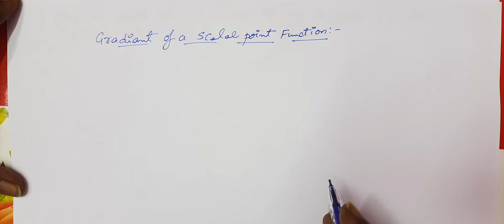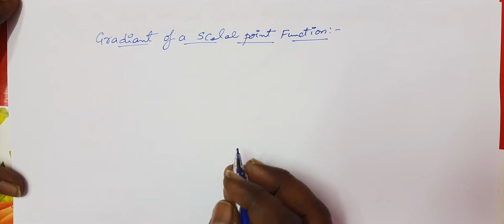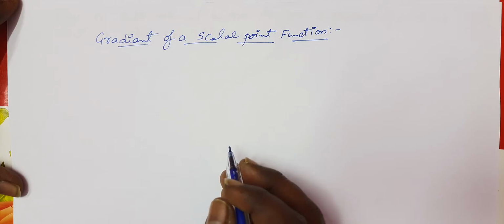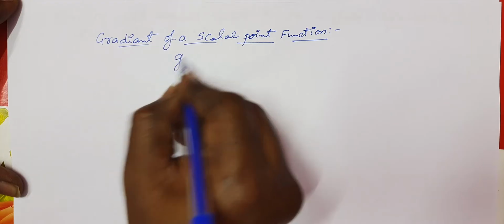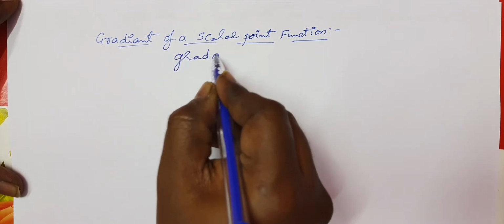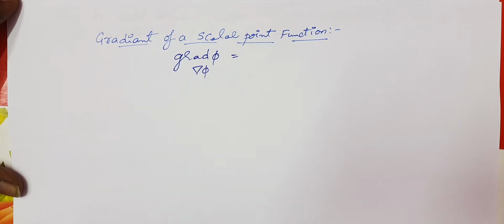In this video, I will revise the concepts of gradient. Already we discussed the definition of gradient in earlier videos and we did some problems on that. In this video, once again I will revise some more topics on this one. So according to the definition of gradient, if phi is a scalar point function, then gradient phi is represented by grad phi. Sometimes it is also represented by del phi, don't forget it.